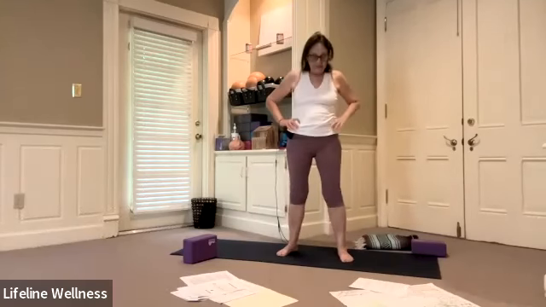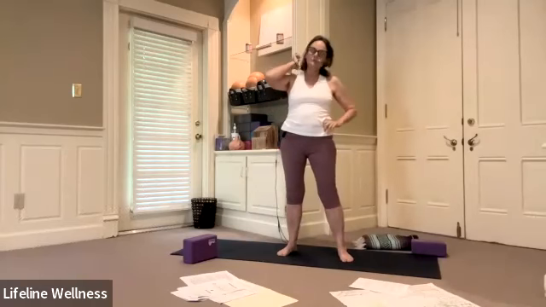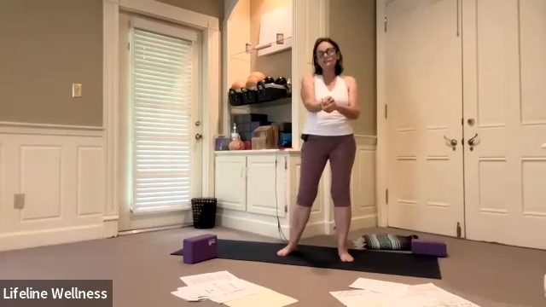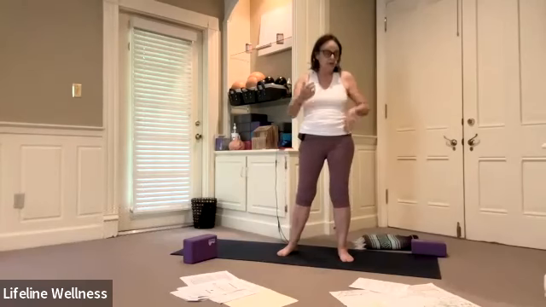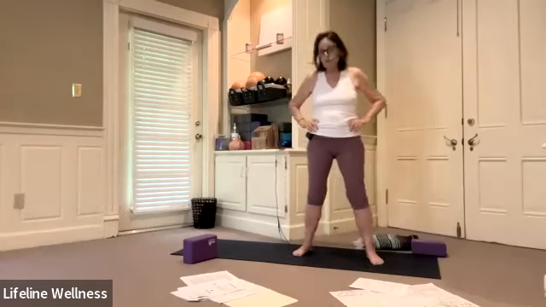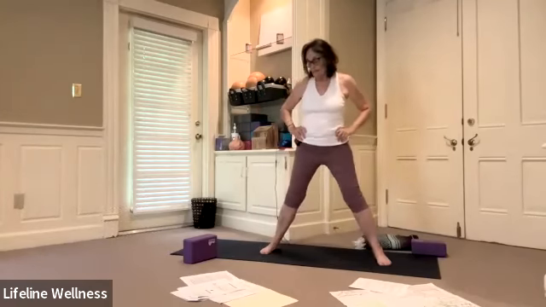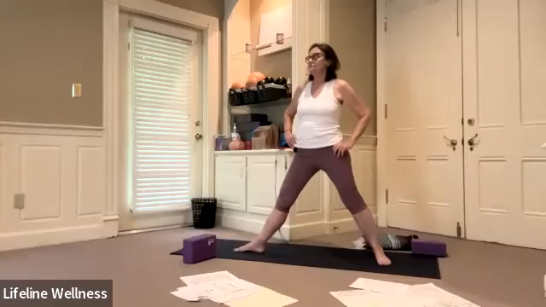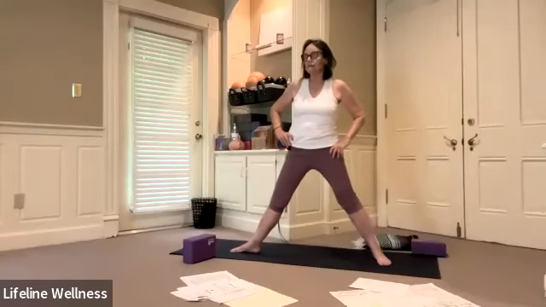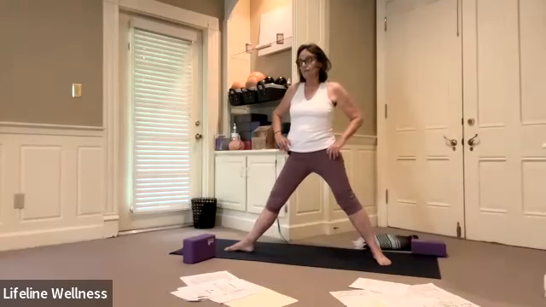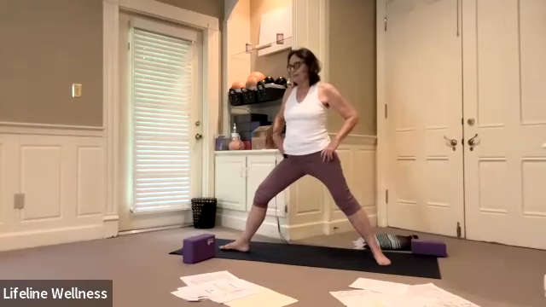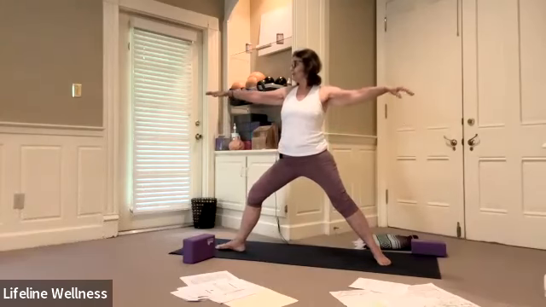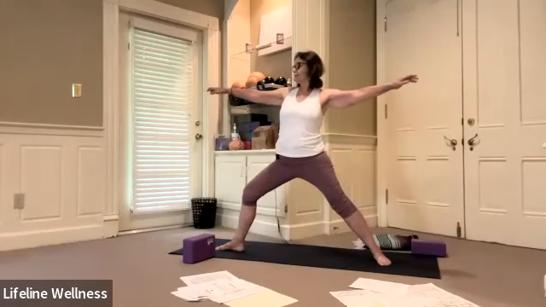Okay, so we're going to do extended side angle. We'll go into warrior two, extended side angle, and then triangle on the other side. So feet apart, right toe turned toward the short end of the mat. Left hip comes back. Bend the right knee. And we'll just start out in warrior two. Look out over your fingertips.